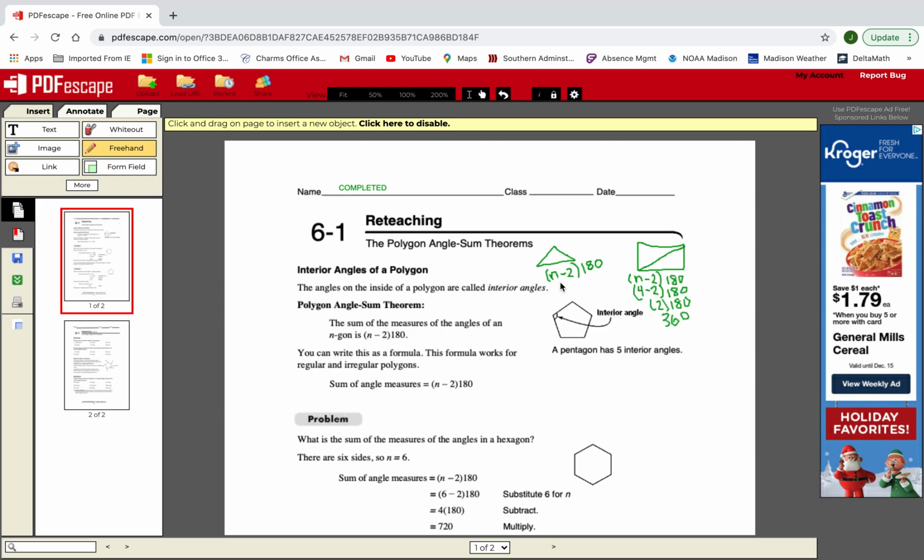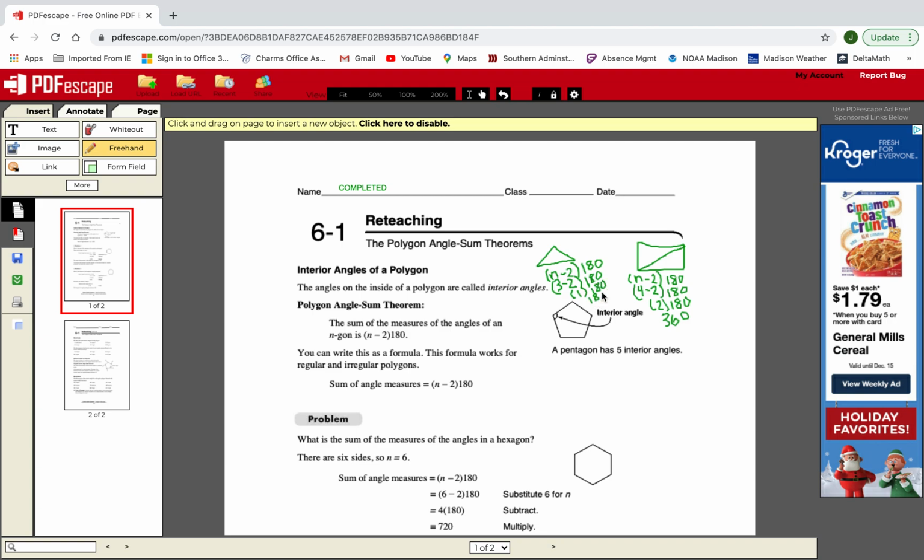Go ahead and finish up the notes here for the triangle. The triangle is a 3-sided figure, obviously. 3 minus 2 is 1. Times 180 gives us 180 for the sum of the interior angles of a triangle. We knew that, right? Hope so.